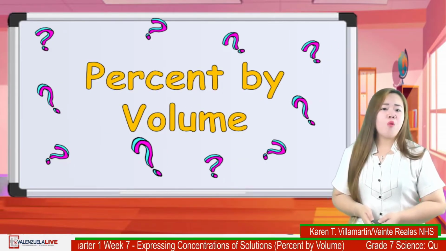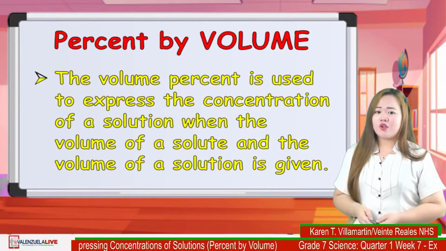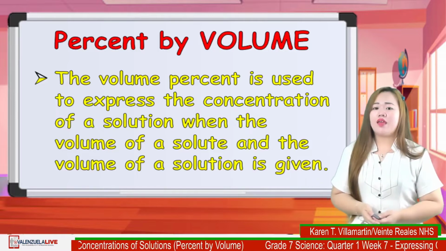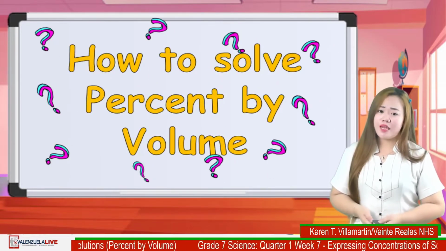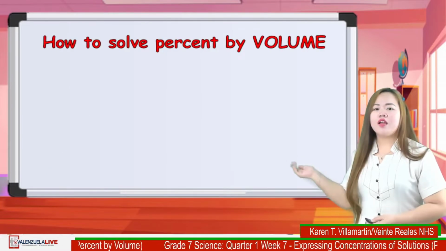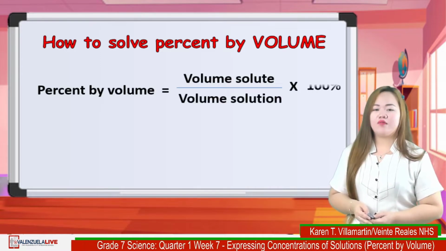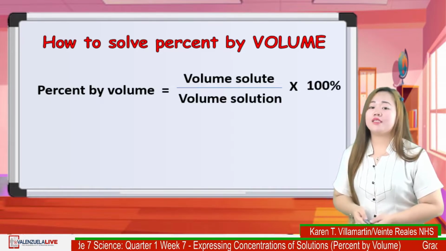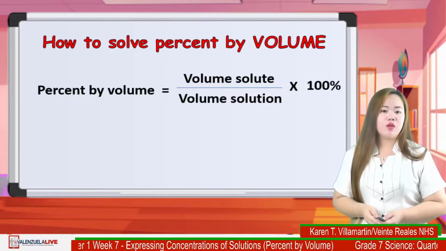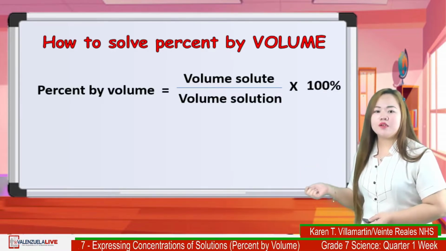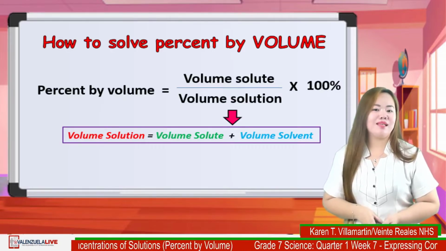Now, let us define what is percent by volume. The volume percent is used to express the concentration of solution when the volume of a solute and the volume of solution is given. Then, how are we going to solve percent by volume? The formula for percent by volume is expressed as the ratio of the volume of the solute to the total volume of the solution multiplied by 100%. To get the value of solution, all we need to do is add the volume of solute and volume of the solvent. And take note of this. Volume is expressed in milliliter.